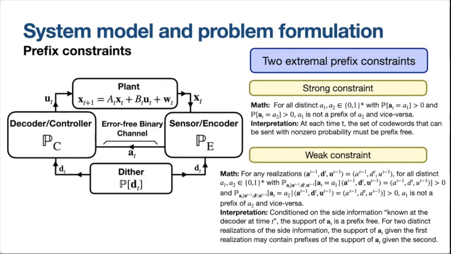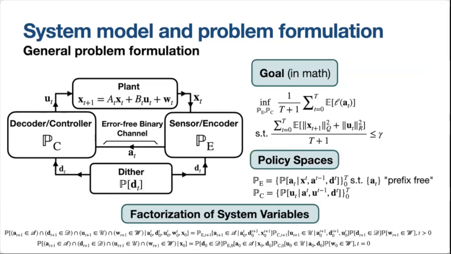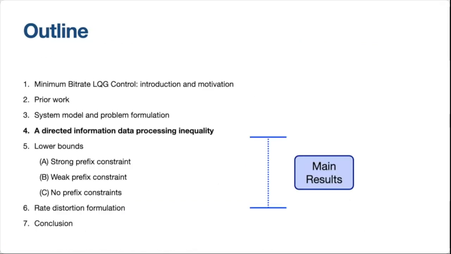In fact, somewhat confusingly, the weak prefix constraint, rather than the strong constraint, was used to establish some of the upper bounds in the literature that depended on dithering. So regardless as to whether we insist on the strong or weak prefix constraint, we can think of these constraints as being imposed on the encoding policy. You can think of the next three sections as a derivation of our main results.